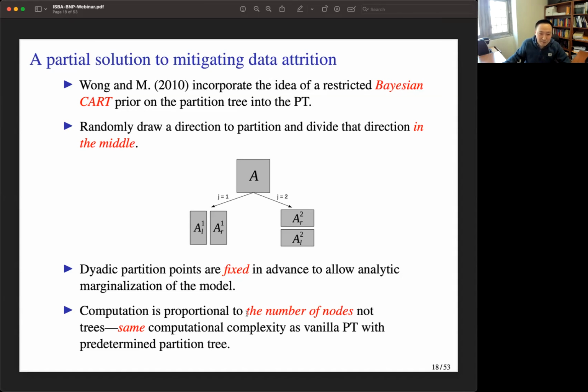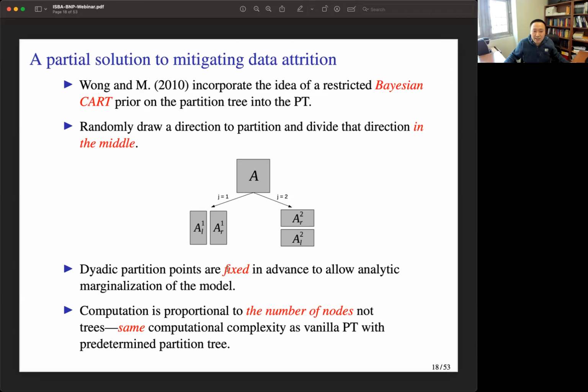And a very interesting phenomenon that I realized a couple of years after this work, maybe in 2013, is that if you implement this strategy carefully, the computational complexity is exactly the same as the vanilla Polya tree with non-adaptive partitioning. That's actually shocking, pretty surprising to me when I first realized that. And it's very much related to the constraint that in this 2010 paper, we require that the cutting point, even though we can adaptively choose the cutting direction, the cutting point still has to be predetermined. Let's say the middle point.